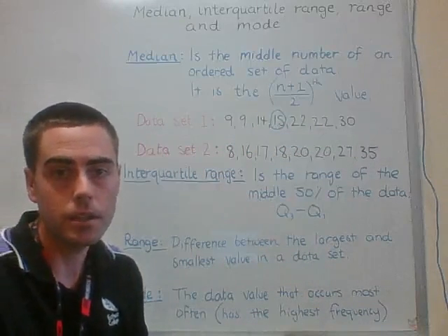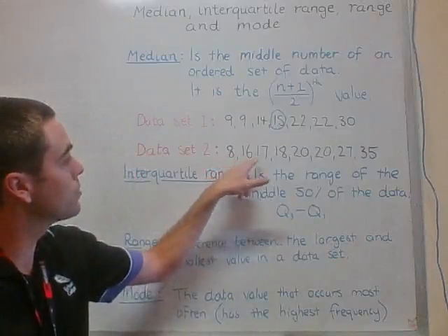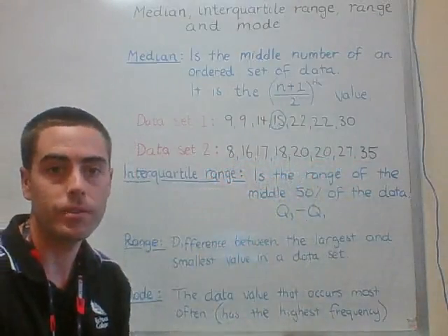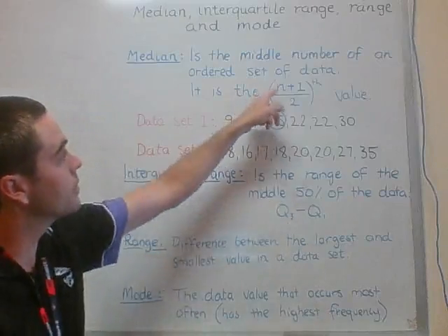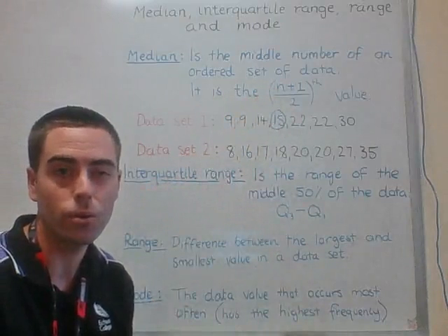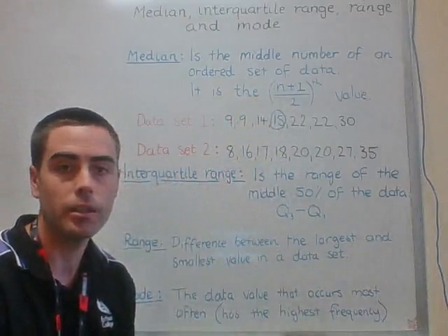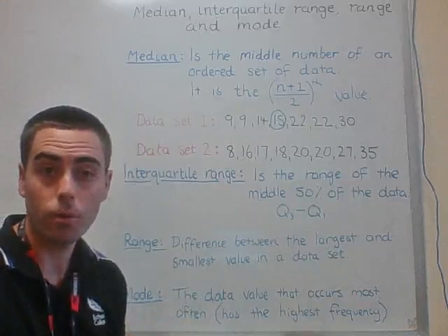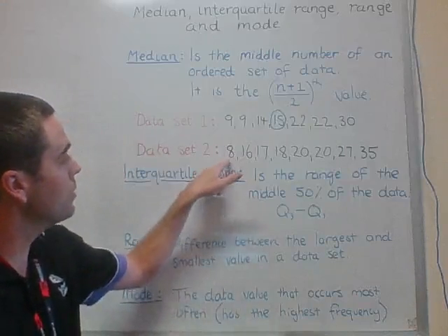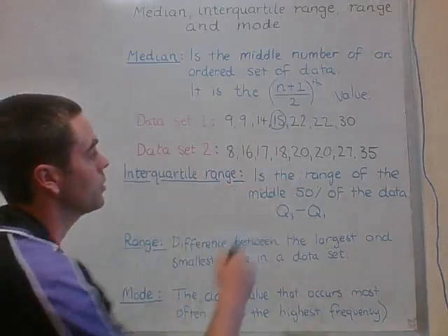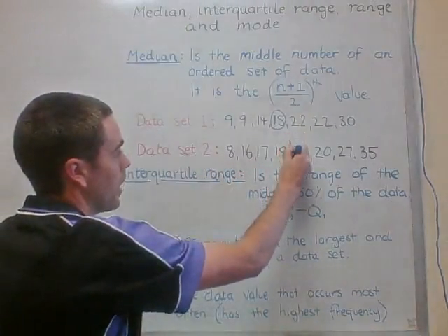Now data set 2 has got 1, 2, 3, 4, 5, 6, 7, 8 pieces of data. Now if I put 8 into this formula, 8 plus 1 is 9. 9 divided by 2 is 4.5. Now this is a little bit trickier here. So 4.5 value means it's between the fourth and the fifth value. So 1, 2, 3, 4. There's the fourth value, and there's the fifth value. So it's between these two values here.